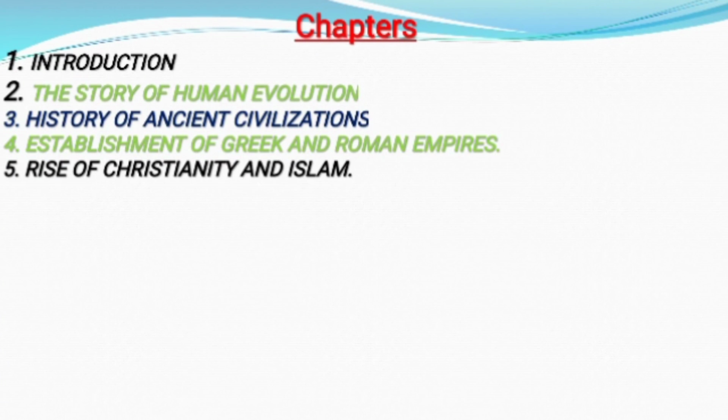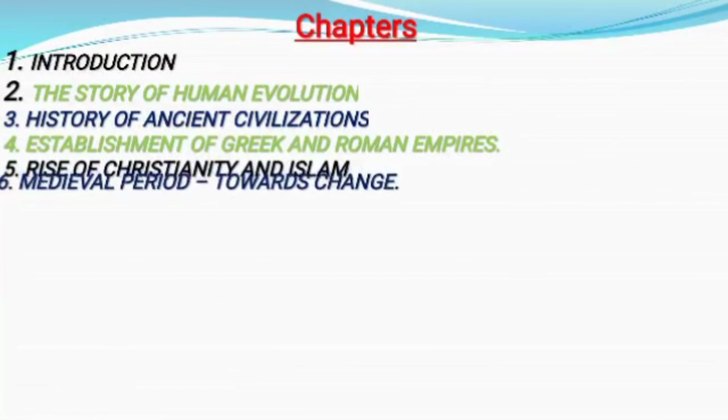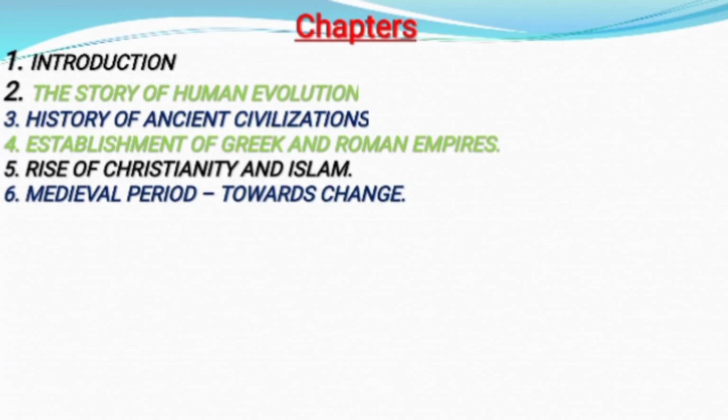Next, chapter number 6 relates to the medieval age. In this chapter, you will study the causes for the rise of feudalism and also the causes for the decline of feudalism, and the clashes between church and monarchy in medieval Europe.